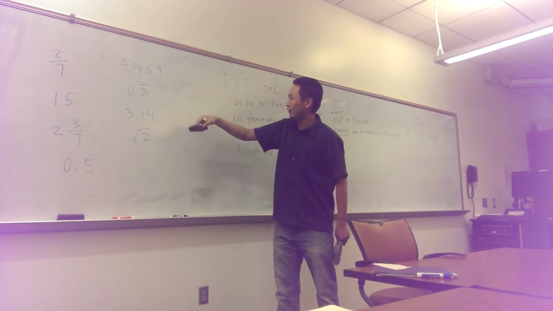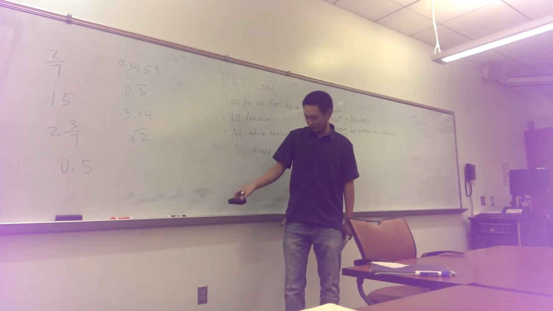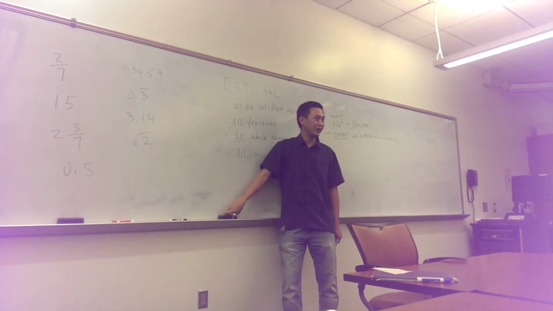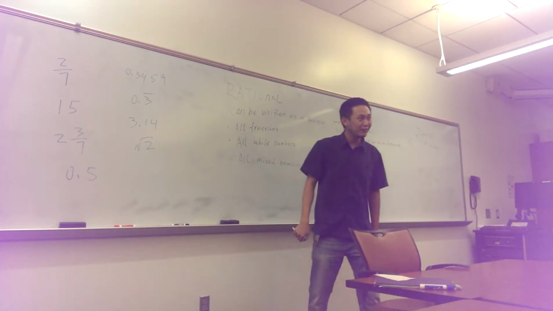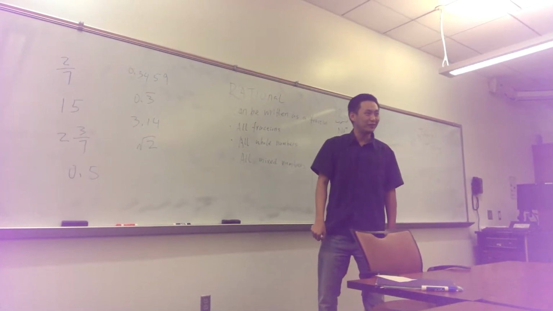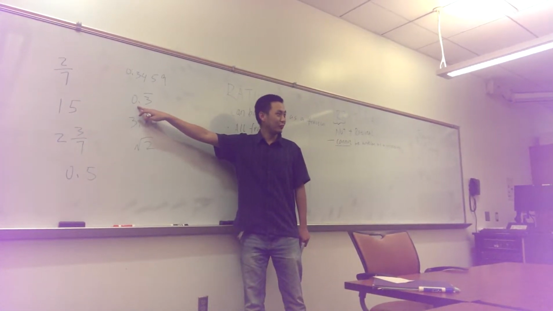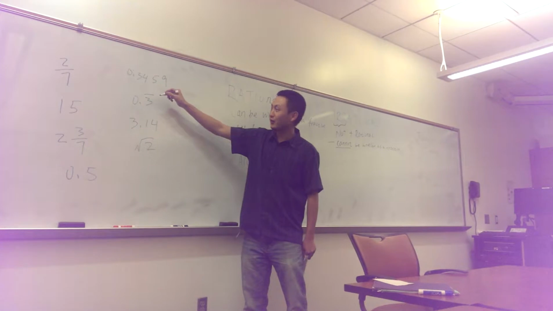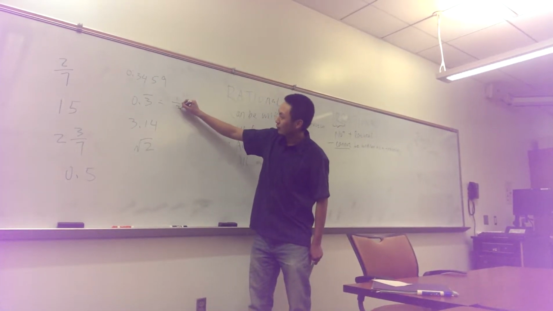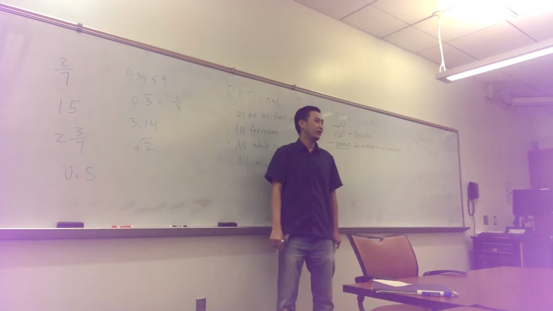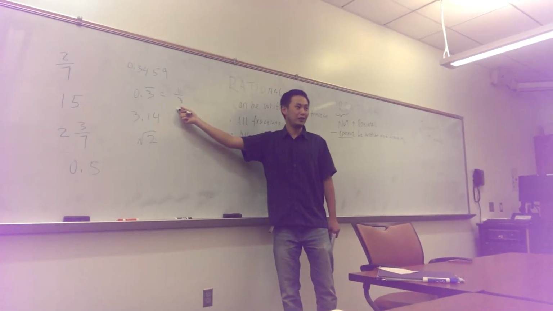What about the next one? 0.3 repeating. Irrational. Rational. Why? Because it's unending. It's not ending. This is not obvious. But 0.3 repeating is equal to 1 over 3. Right. So 0.3 repeating is rational.